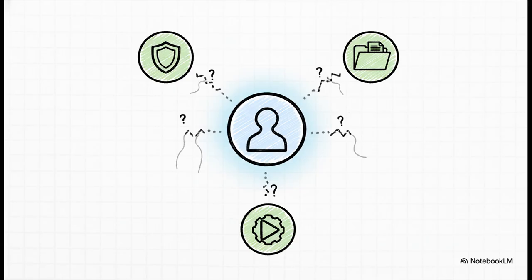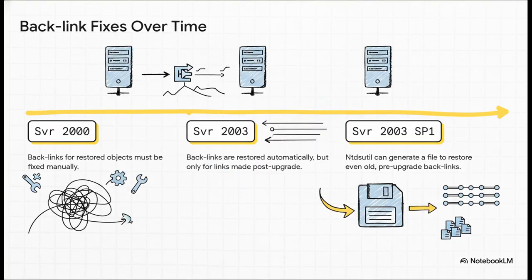A user isn't much use if they can't access any files or applications because all their group memberships are gone. These connections are called backlinks, and in the early days of Active Directory, they would just shatter during a restore. It was a huge manual cleanup nightmare. Thankfully, the tools for this have gotten a lot better over the years. Back in the Windows Server 2000 days, it was a painful, manual process. Then with Server 2003, we got some automatic repair, but it had some serious limitations. It really wasn't until Server 2003 Service Pack 1 that the tools got smart enough to reliably fix pretty much all of those broken backlinks.